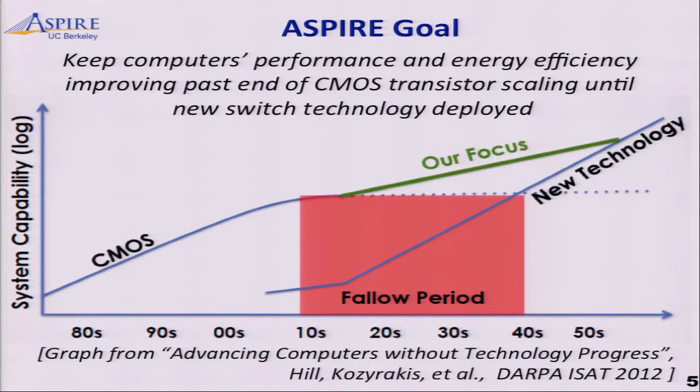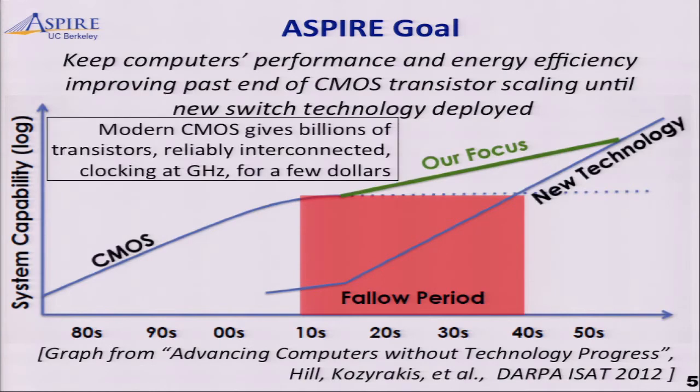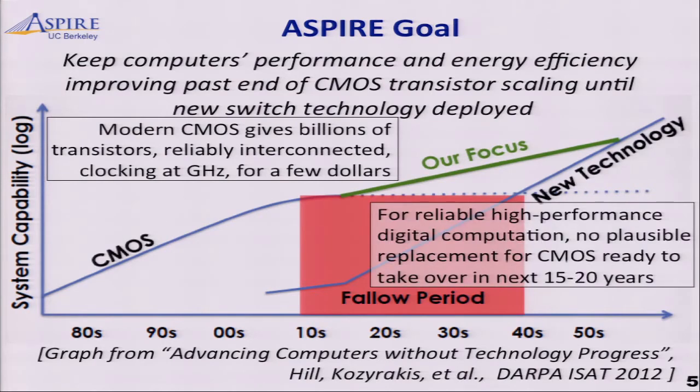This is a chart taken from a DARPA study that illustrates this problem. These are decades down here. This is system capability in some abstract log scale. And CMOS has been great. It's been growing tremendously, but now it's hit this fallow period. And there's no real new savior device technology on the horizon. All the things in the labs are far off from competing with CMOS, because CMOS gives you billions of transistors reliably interconnected, clocking at gigahertz, and just a few dollars per part.